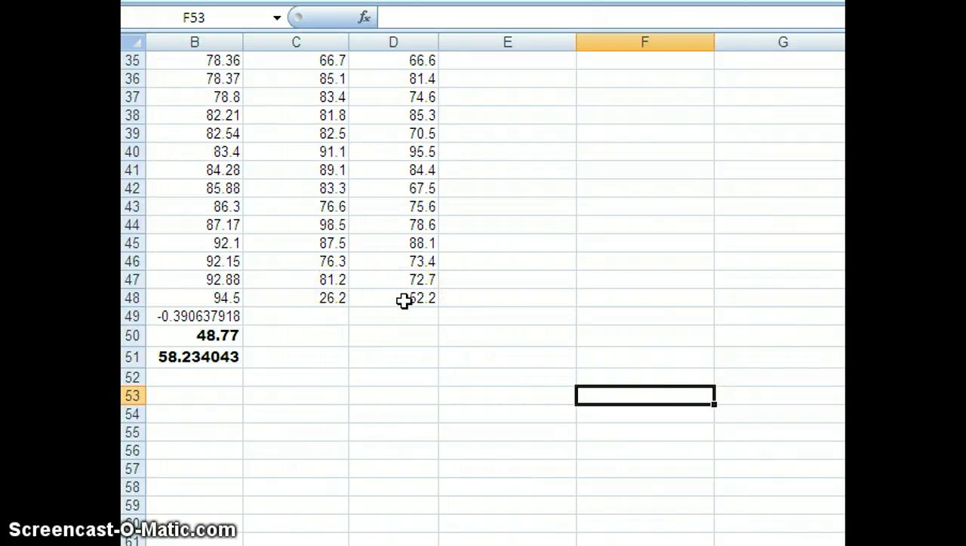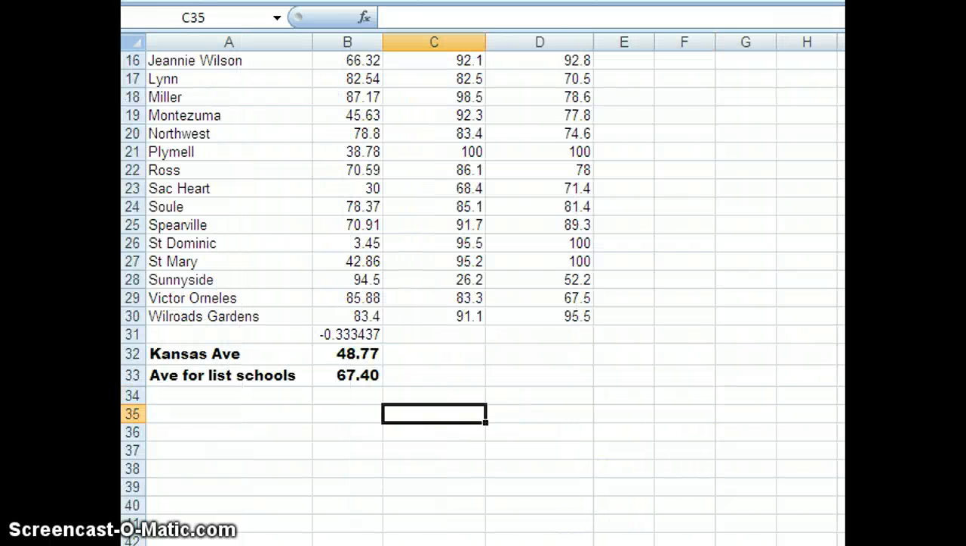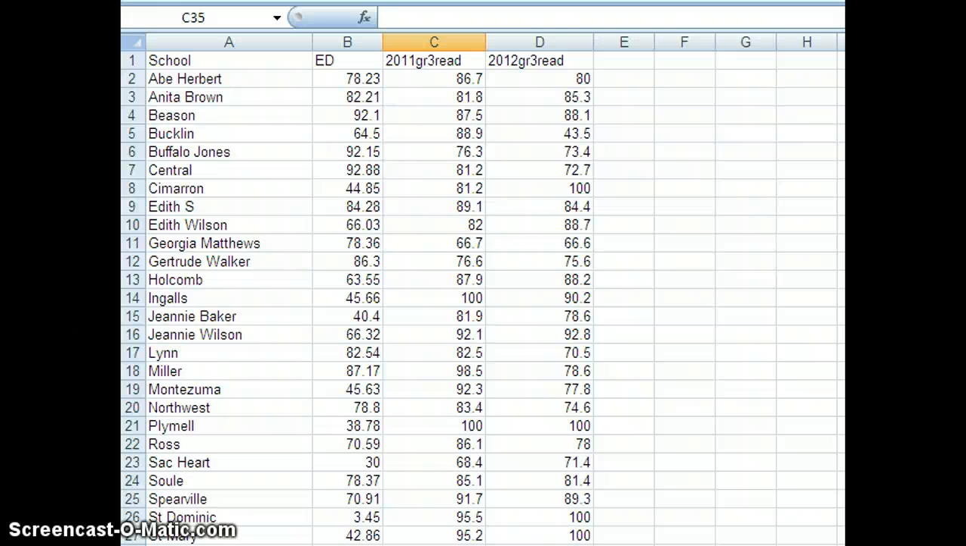So here are some things you can do with Excel on a practical basis with some data sets, and incidentally, you can go in and use this model. If you're not included in these schools right now, you can set up your own database to do this comparison by simply using KSDE report card data.